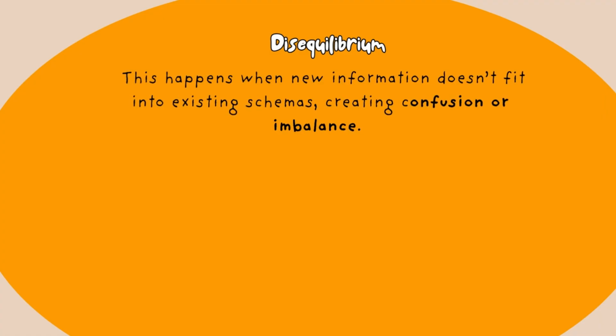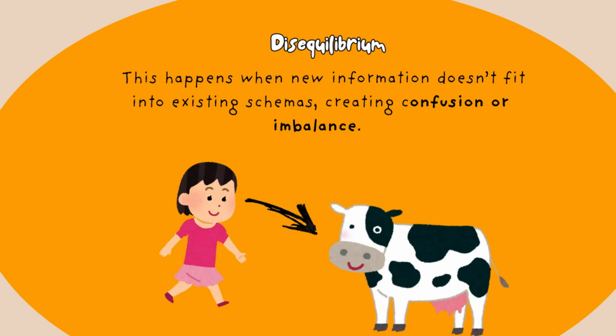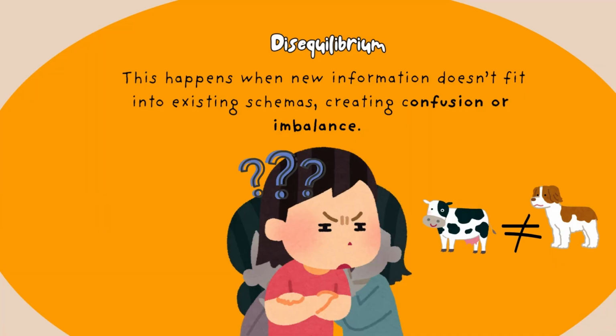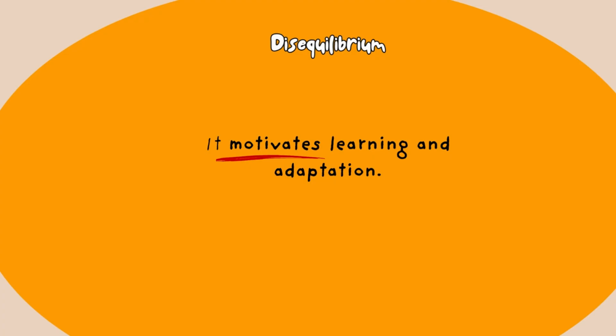Disequilibrium or confusion. This happens when a person experiences something new that doesn't fit what they already know. It causes confusion or imbalance in the mind. Example, a child who thinks all 4-legged animals are dogs sees a cow and is told it's not a dog. They feel confused. Their knowledge doesn't fit reality. Although uncomfortable, this disequilibrium is important because it motivates learning.